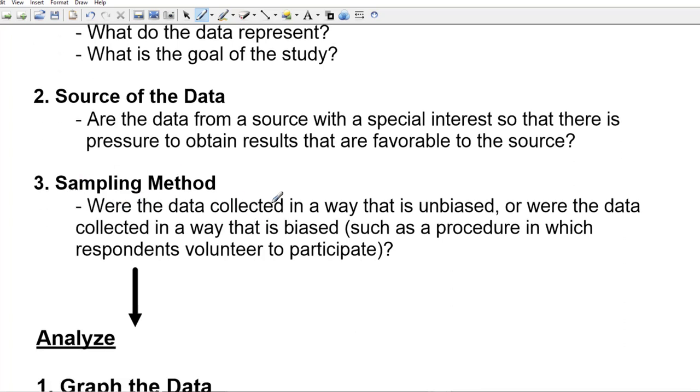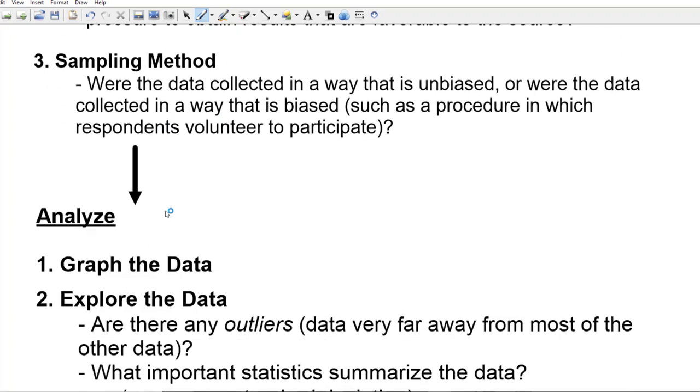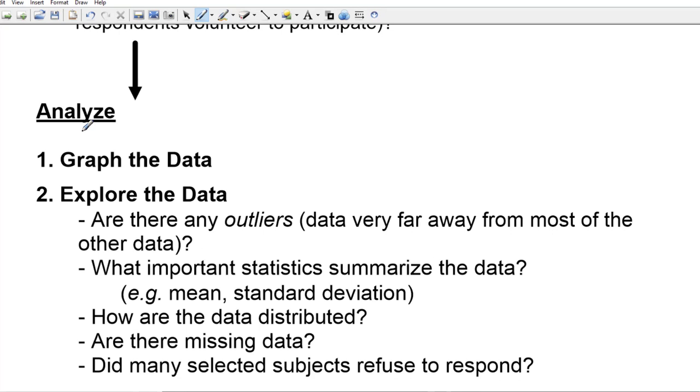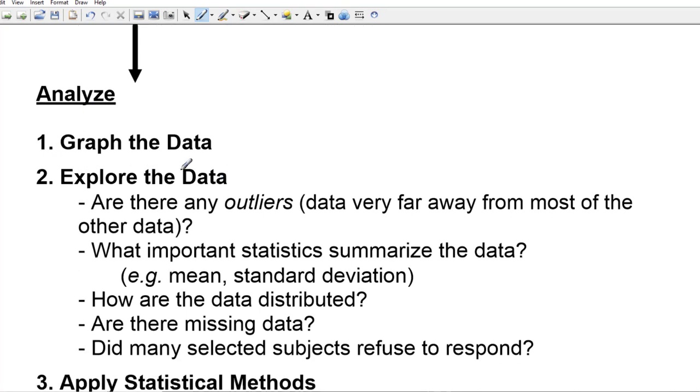Were the data collected in a way that is unbiased, or were the data collected in a way that is biased, such as a procedure in which respondents volunteer to participate? So you want to look at that sampling method. After you do that, we're going to analyze it. Typically, you're going to graph the data. From that, we're going to explore that data.